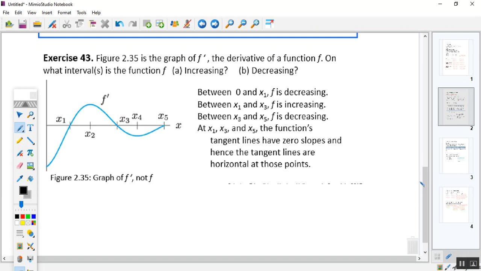What kind of values do you have for your derivative? Maybe I should say it this way. Between x1 and x3, the derivative is positive, right? And when I say the derivative is positive, I can replace derivative with the slope is positive. And if the slope is positive, that means that it is increasing. What's happening from x3 to x5? Graph's decreasing again, okay?